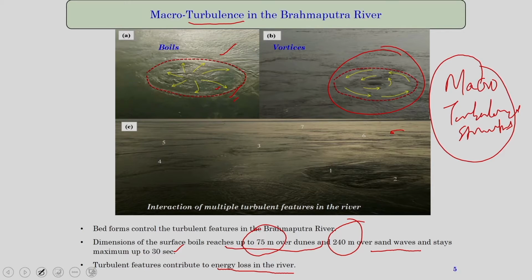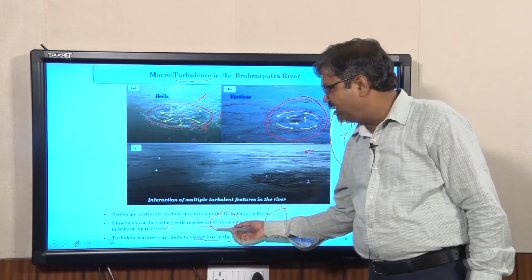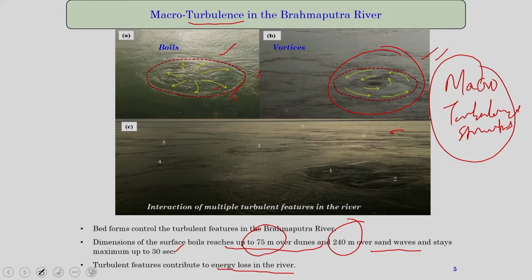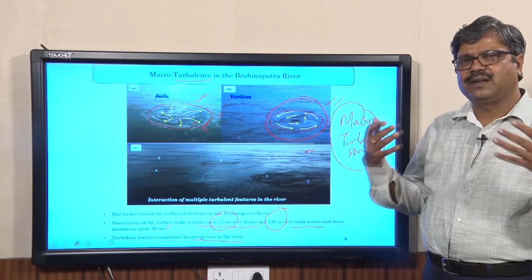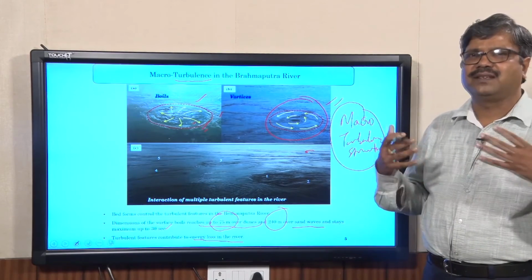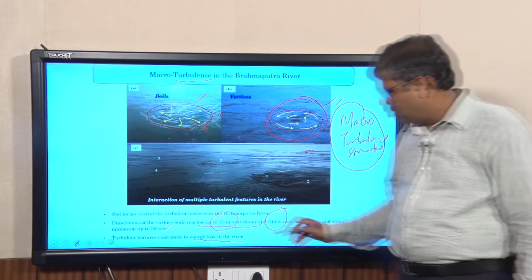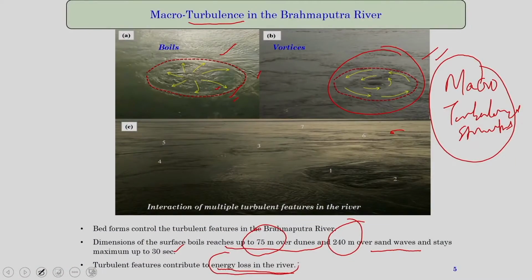If you look at these macro turbulent structures, they are quite visible in the Brahmaputra river, but in other rivers also you can have smaller magnitudes of the turbulent structures. Try to understand it. The structures change the flow characteristics, sediment transport mechanisms, as well as the energy dissipations. That is what contributes to the energy losses in the river. So that's the new concept we are introducing to you.